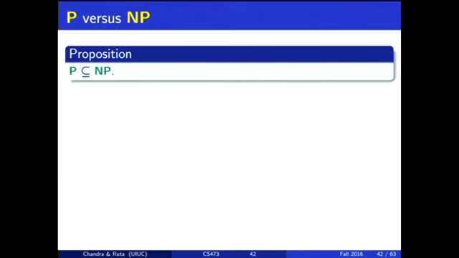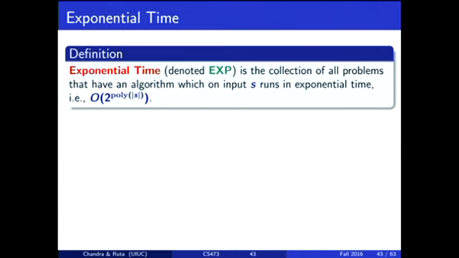Okay. The next observation: what is exponential time? Let's define exponential time to be the set of all problems that have an algorithm that runs correctly in time that is exponential in the input length. Okay? Is SAT in exponential time? Yeah? Why is SAT in exponential time?